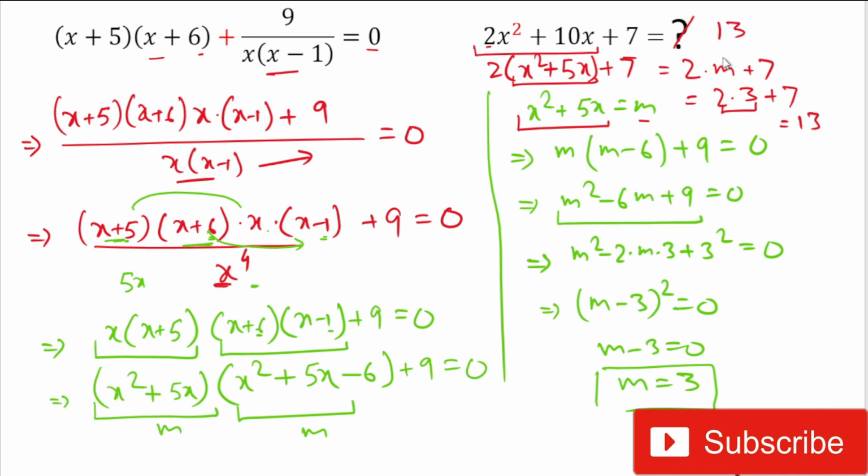So friends, here we have calculated the value of 2x square plus 10x plus 7, that is equal to 13 by a trick.